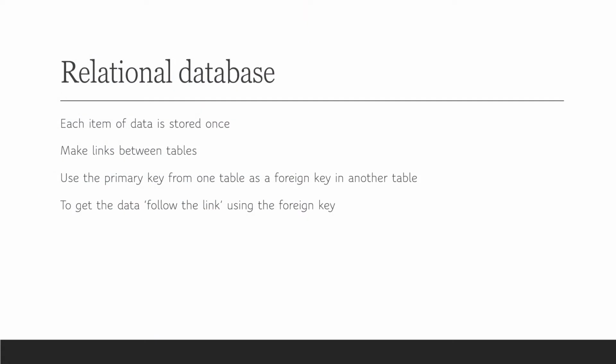Remember that in a relational database, each item of data is stored once only. And we make links between tables so that we can use data from one table in another table. We do this by using the primary key from one table as a foreign key in another table. We do this in a one-to-many relationship. And to get the data, we use the foreign key to follow the link back and get the data we want from the other table. And SQL commands can be set up to do this.